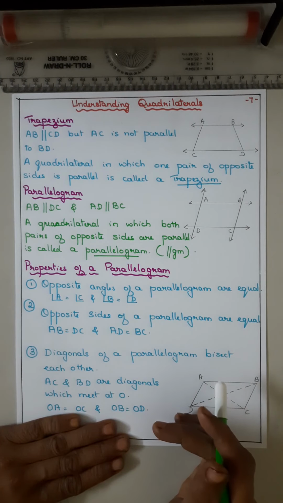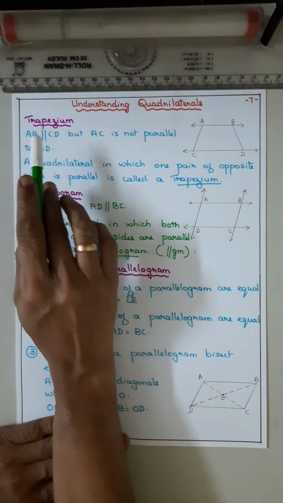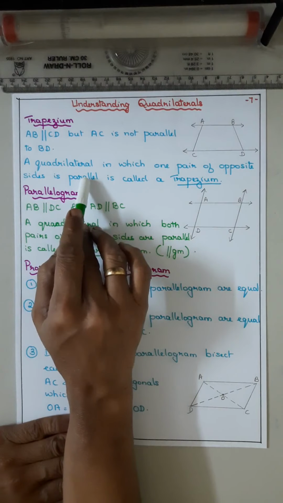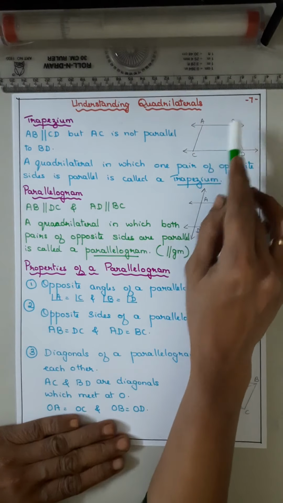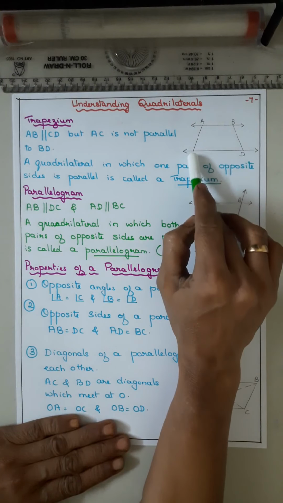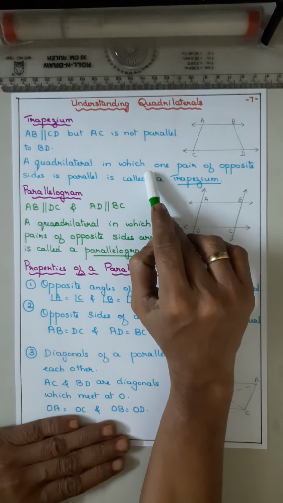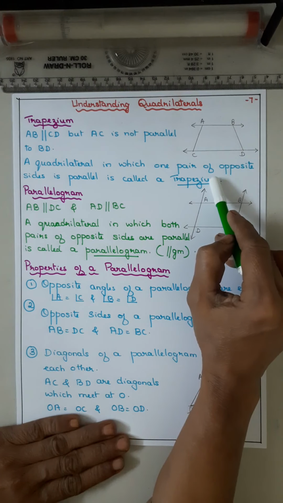Already you know what a trapezium is, but to revise, only one pair of opposite sides is parallel, isn't it? So AB is parallel to CD, but AC is not parallel to BD. So a quadrilateral in which one pair of opposite sides is parallel is called a trapezium.